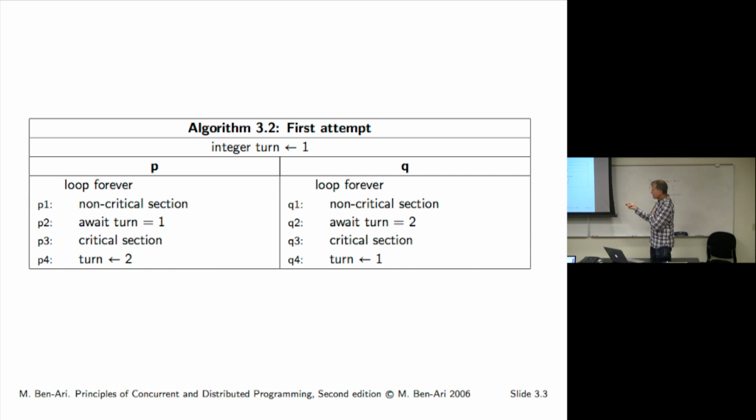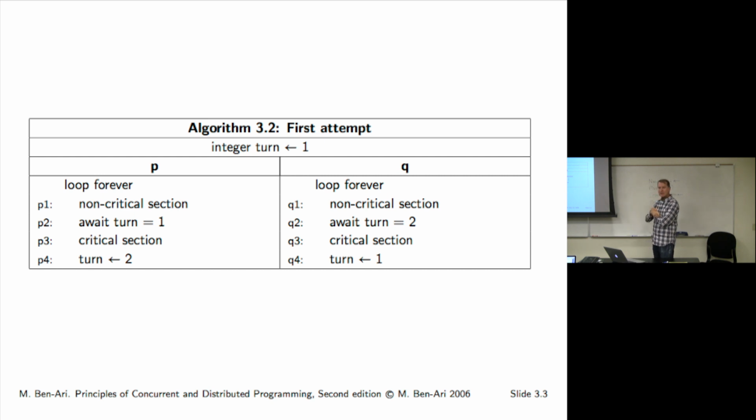So what we have, and we're being very generic about our description, is the non-critical section P1, and then let's take a look here. This global variable turn, they both have access to it. It's a shared variable, and that's how they communicate. And why do you suppose we call it turn? Because here turn gets 1, on line P4 turn gets 2, and on line Q4 turn gets 1.